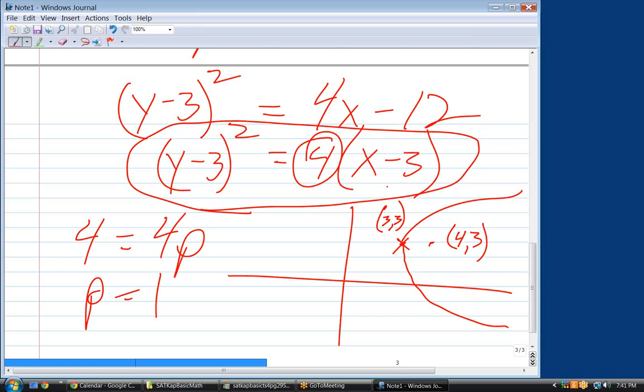The directrix is always the equation of a line. Oh, so x equals 2. Wait. x equals 2. Yeah. In other words, this is x equals 2. Okay. If it was a vertical parabola, we would have a y equals some number.